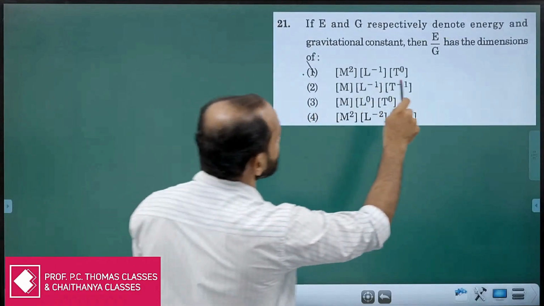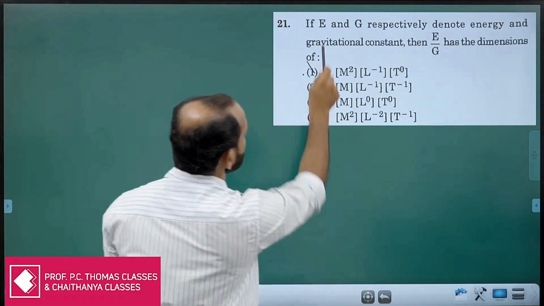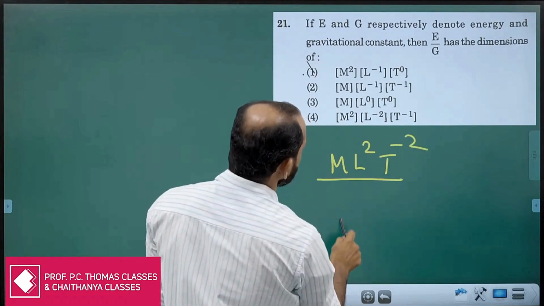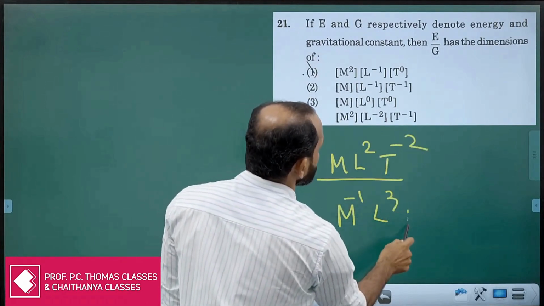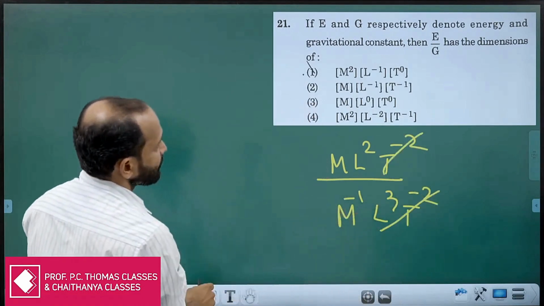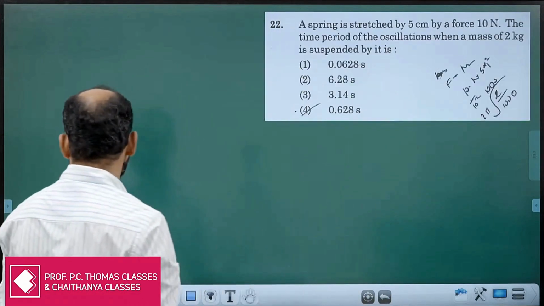21. E by G, then gravitational constant. E by G has dimensions: E, energy, M L square T raised to minus 2. G, M raised to minus 1 L cube T raised to minus 2. Cancels, M square. Only one option, M raised to minus 1. So the answer is the first option.